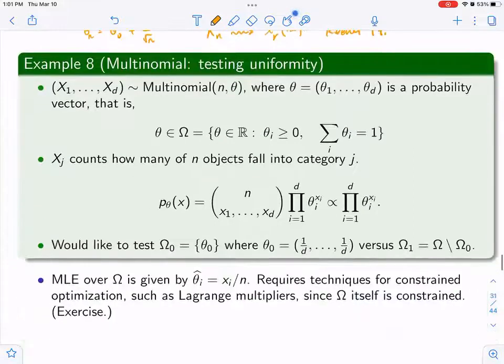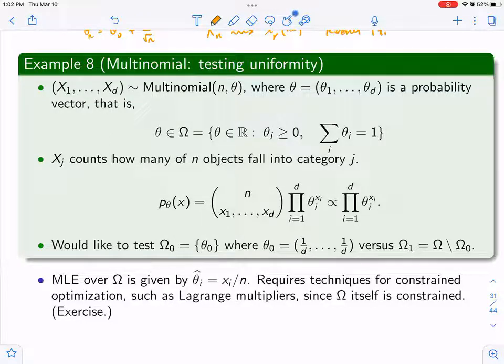Let's see another example, because we had some time. Suppose you have a multinomial distribution, so x1 up to xd are multinomial with parameter theta 1 to theta d. The parameter space itself is constrained, so theta has to be a probability vector and satisfy these constraints. xj counts how many of the n objects fall into category j, and the PMF is proportional to this. The multinomial is just a generalization of the binomial distribution.